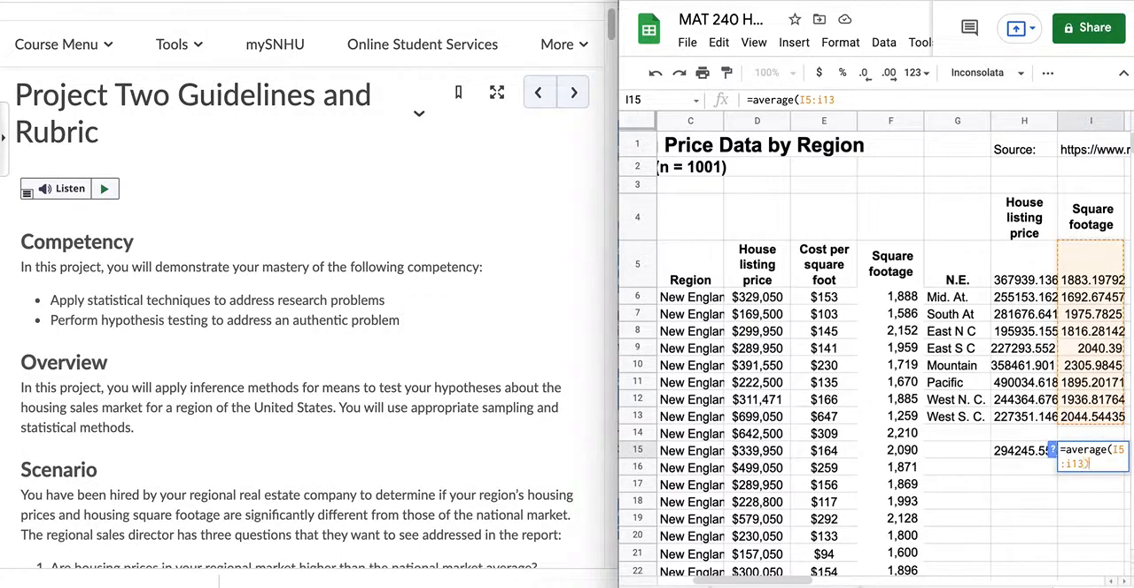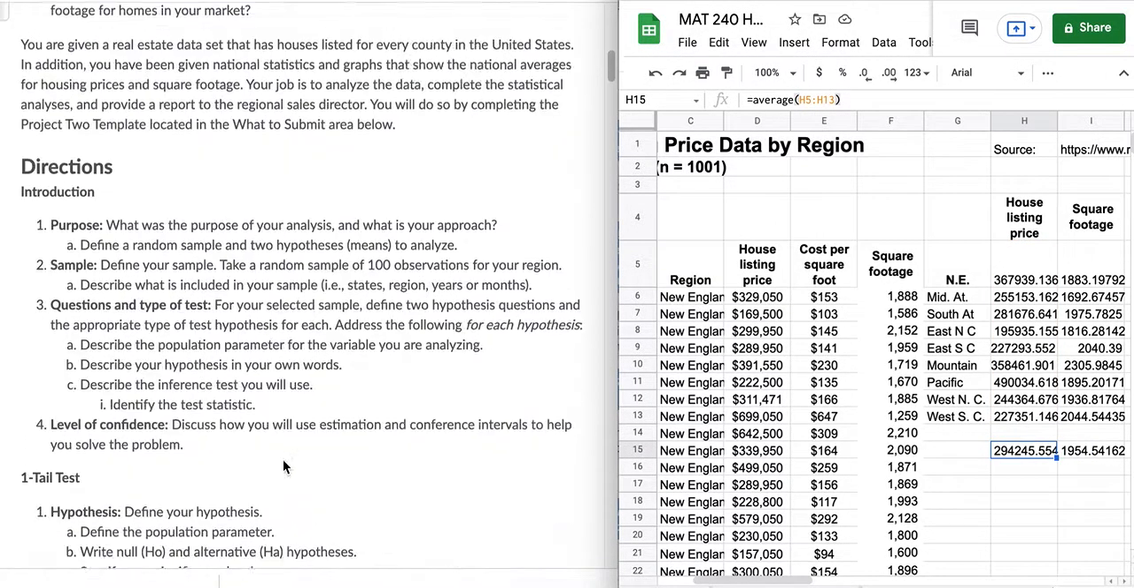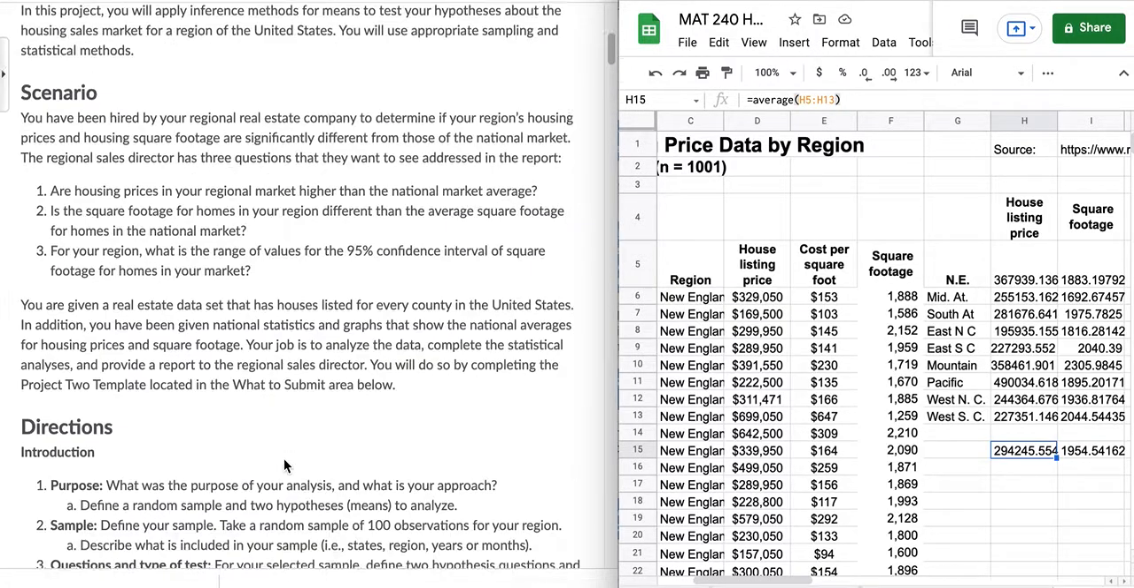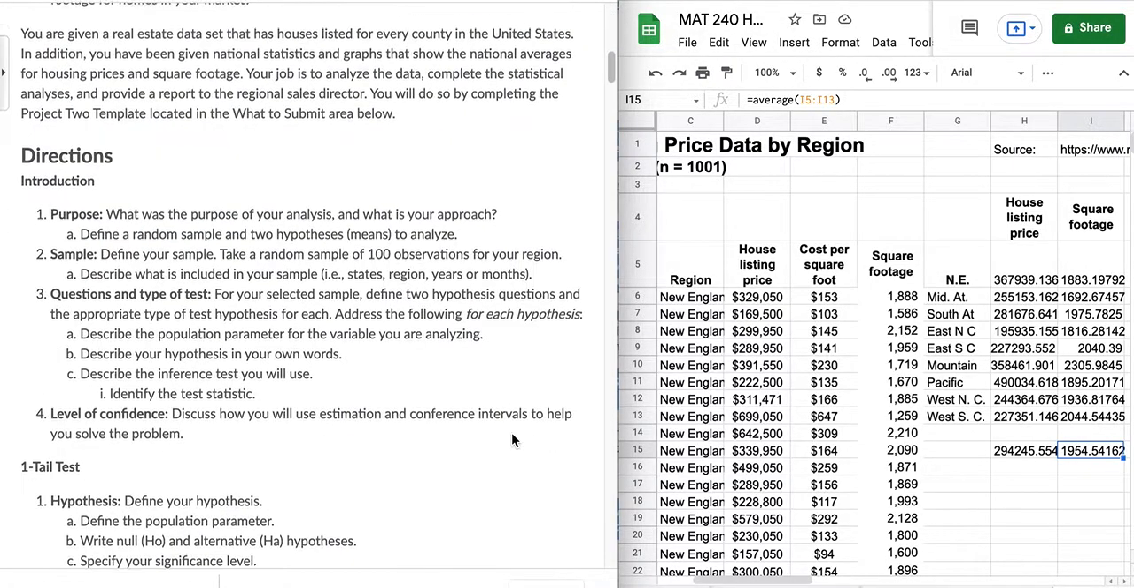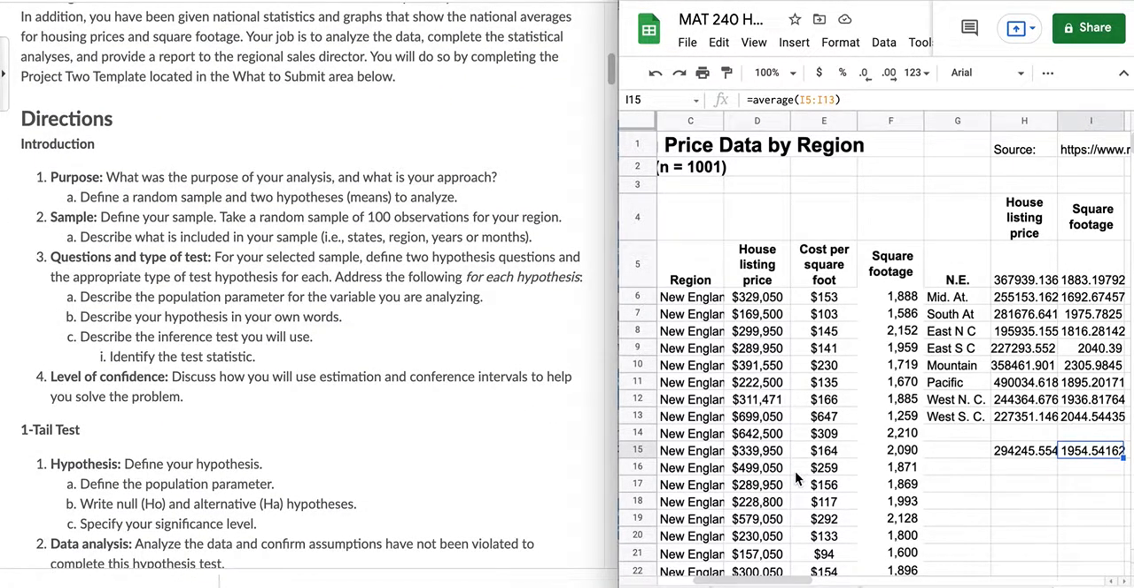You just click and drag the last one, didn't I? Did I do that one right? Yeah. Okay, so the national mean housing price for the data set they were given, unless they say it somewhere else in the course that I haven't seen. This is my first time doing this new form of MAT 240 for SNHU. Looks like the average price is around $294,000 for a house across the nation, and the average square footage is around 1,954 square feet.